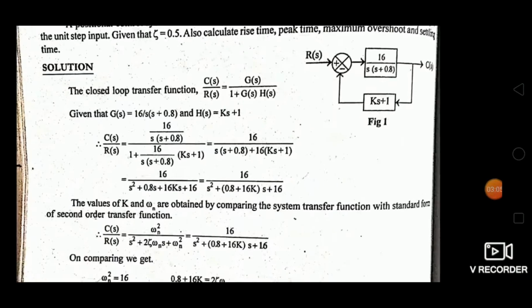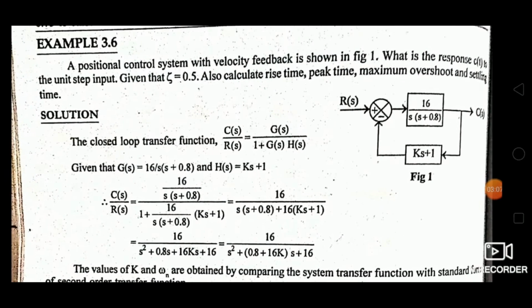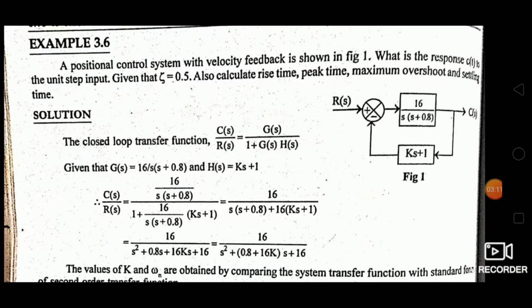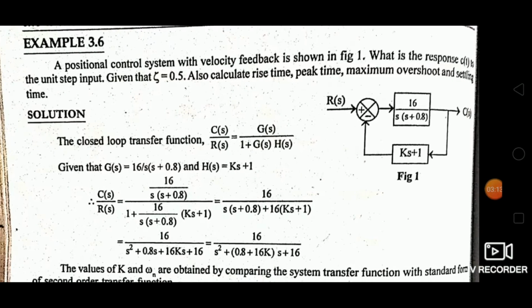Then going to the next problem. A position control system with velocity feedback is shown in the figure. What is the response C of t to the unit step input, given zeta is equal to 0.5? Also calculate the rise time, peak time, maximum overshoot and settling time. This is the system given.